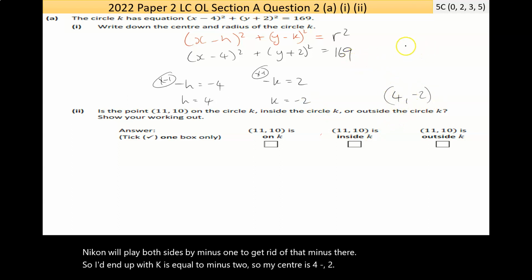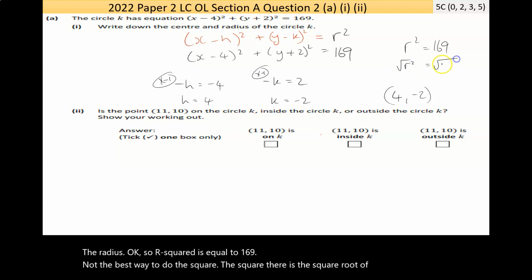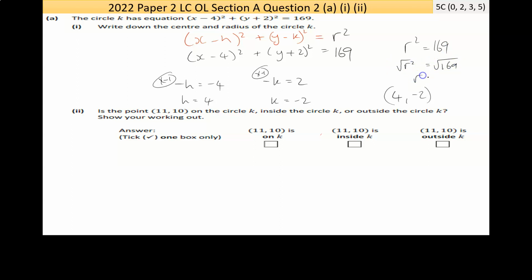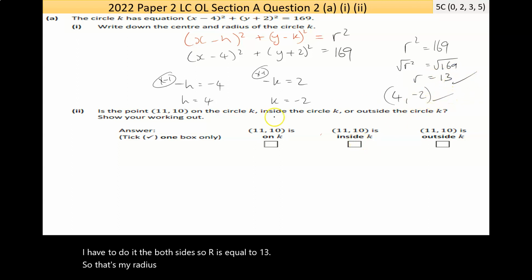Now the radius. So r squared is equal to 169. The best way to get rid of the square there is to square root it. If I do it to one side, I have to do it to both sides. So r is equal to 13. So that's my radius, and that's my center.